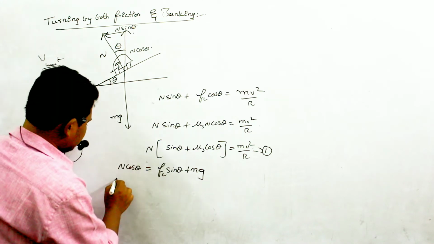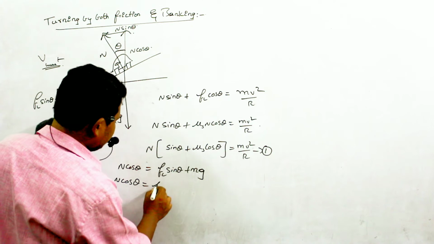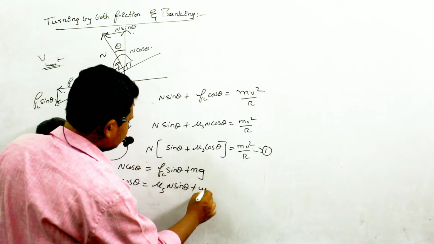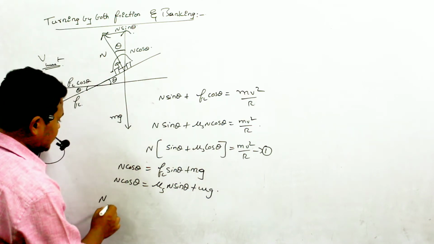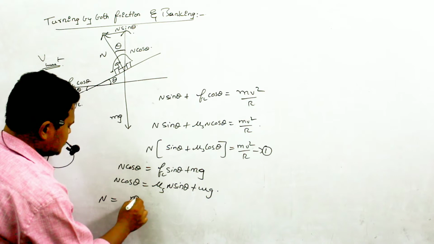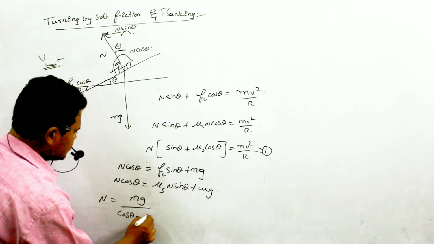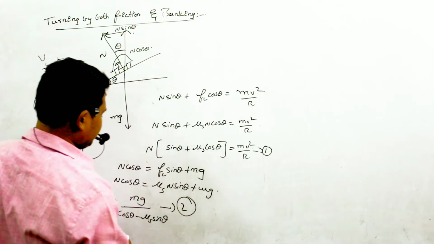acting upwards. So I can write N cos theta is equal to, instead of Fl I can write mu_s N sin theta plus mg. So again if I take N common out of these two, then I can write N is equal to mg divided by cos theta minus mu_s sin theta. Let it be our equation number 2 here.